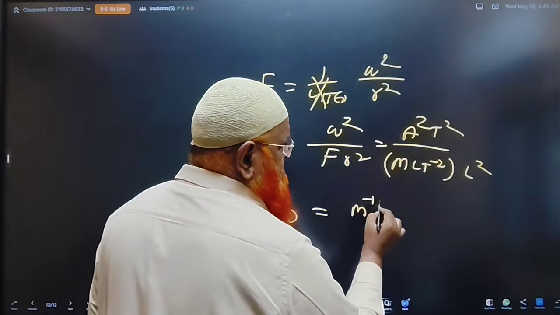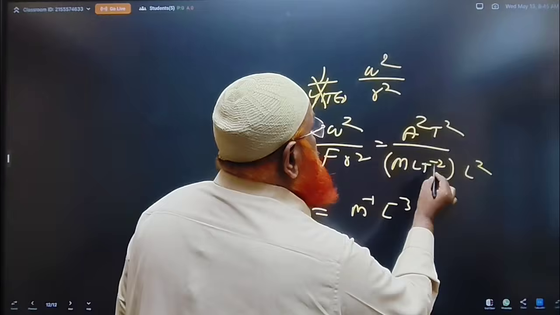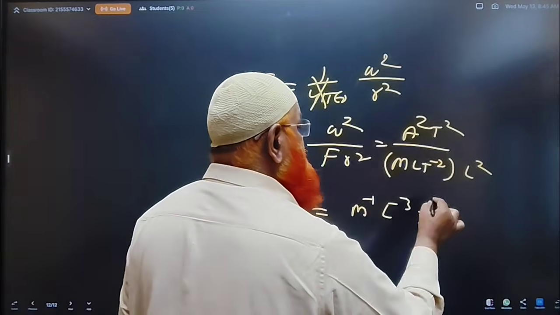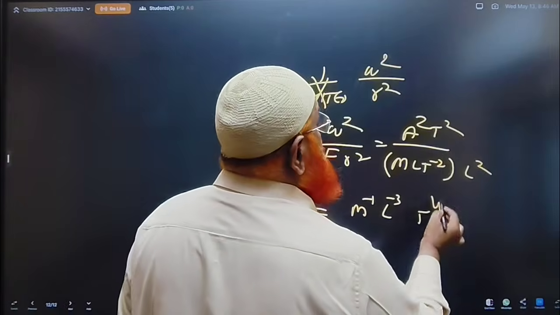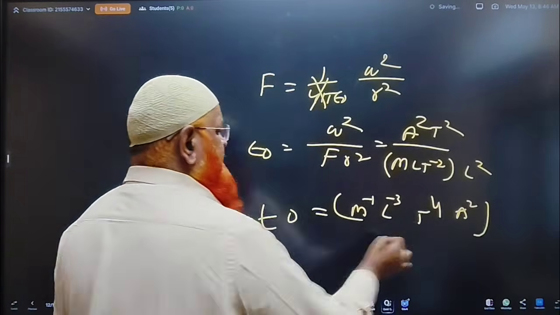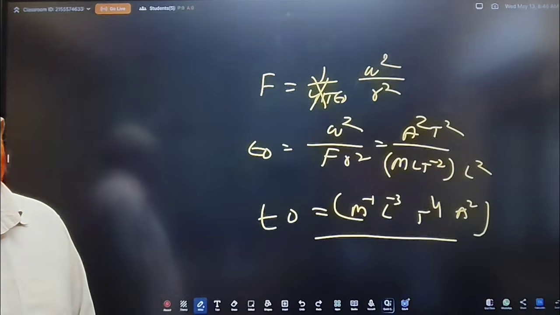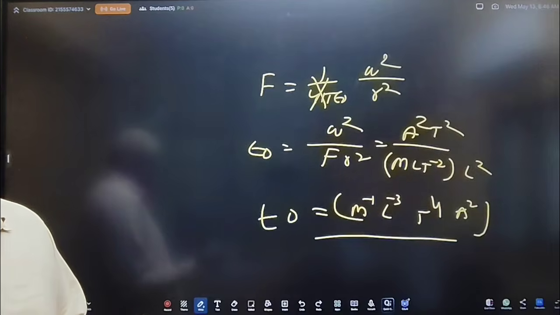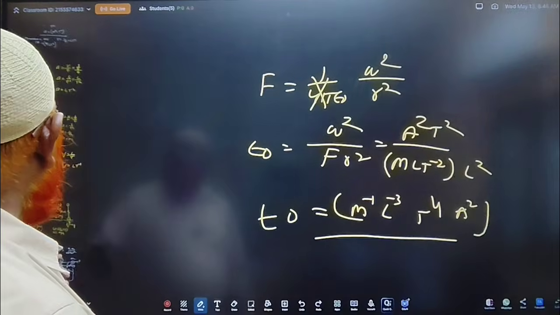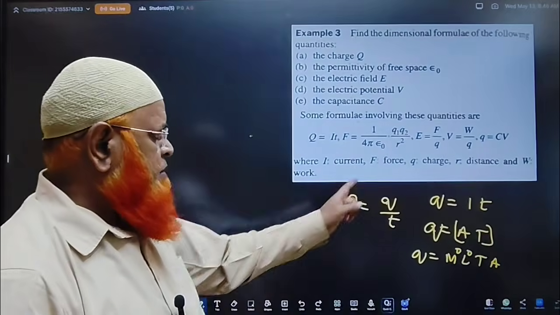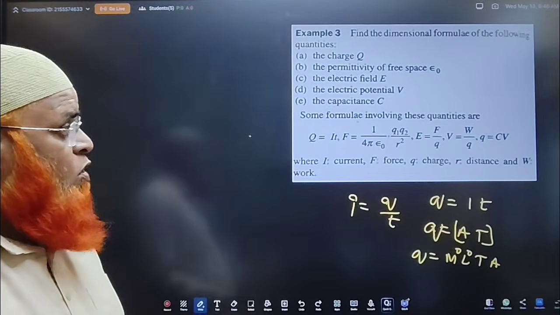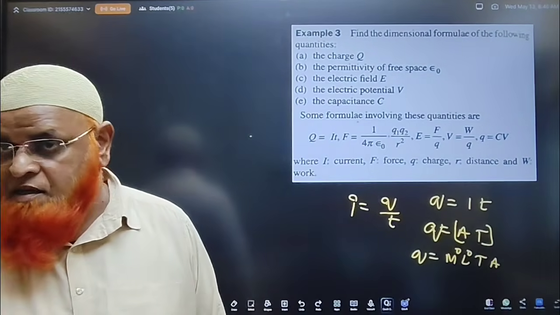What is that? M power minus 1, L cube, L power minus 3, T power minus 2 becomes T power 2, T square are already present, T power 4. Okay, what is this now? M L power minus 3, T power 4 and A square. Ready, your formula is ready. You won't do it that slowly, understand, because of practicing. Understood? So this is the dimensional formula for epsilon naught. Okay, then what is the dimensional formula for electric field?